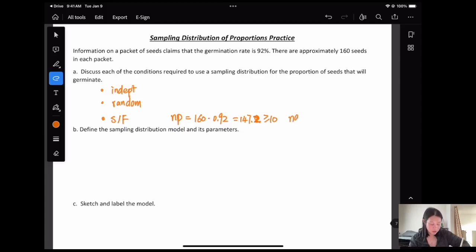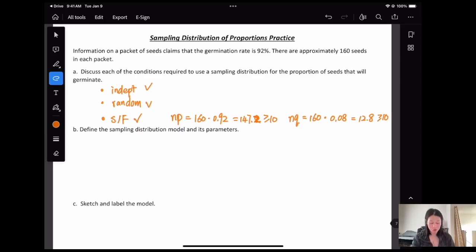Now the failure condition is equal to 160 times 0.08, which is equal to 12.8, which is greater than or equal to 10. So that means all these conditions are met. So yes, we can apply our normal model to the sampling proportion distribution.